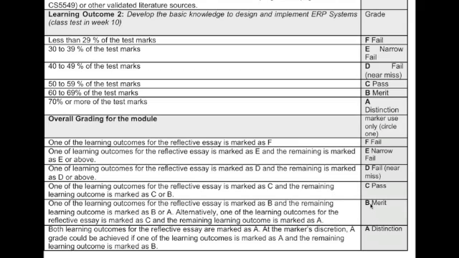So for having a B, you need to have both learning outcomes as B, or one a B and the other one an A, or one of the learning outcomes for the reflective is C and the remaining outcome is an A. Also, if you have C and A, it's automatically a B. Also it could be that you have a C and a B, and that depends on me.